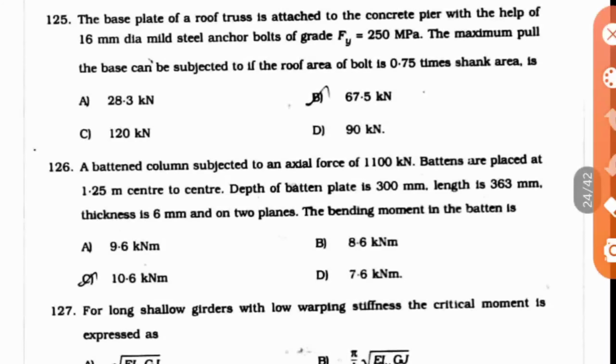Question 125. The base plate of a roof truss is attached to the concrete pier with the help of 16 mm diameter mild steel anchor bolts of grade FO is equal to 250 MPa. The maximum pull the base can be subjected to, if the root area of the bolt is 0.75 times the shank area, is what? So the answer here is 67.5 kilonewton. This question was already asked in the same question paper, and by mistake they have asked it again. So if you want to see the solution for that, check question number 38 in the same question paper.